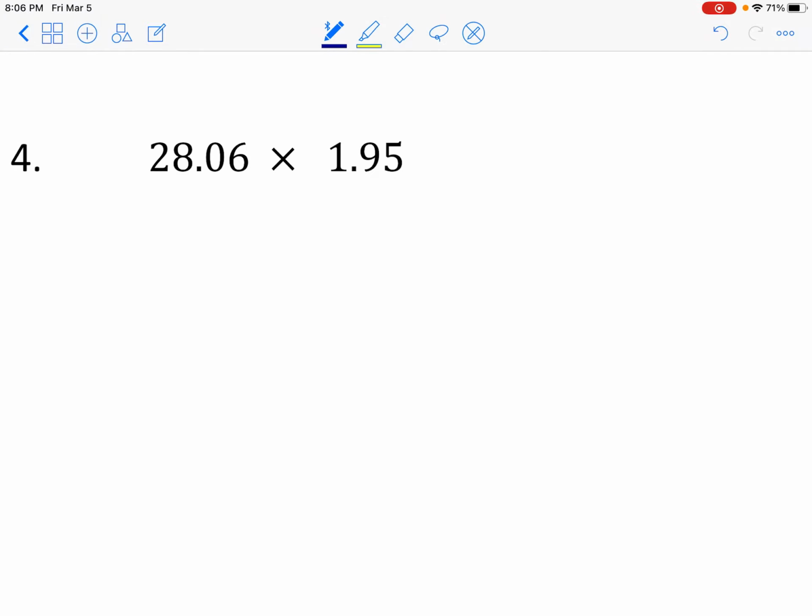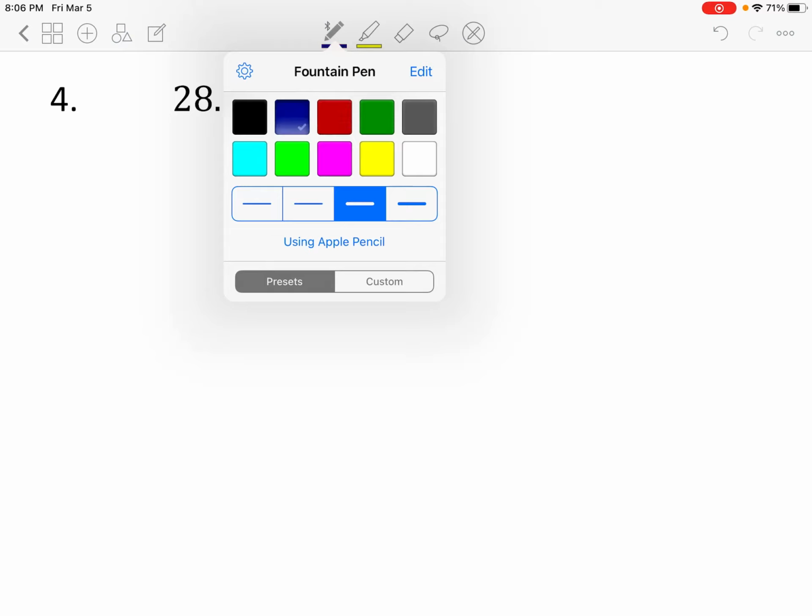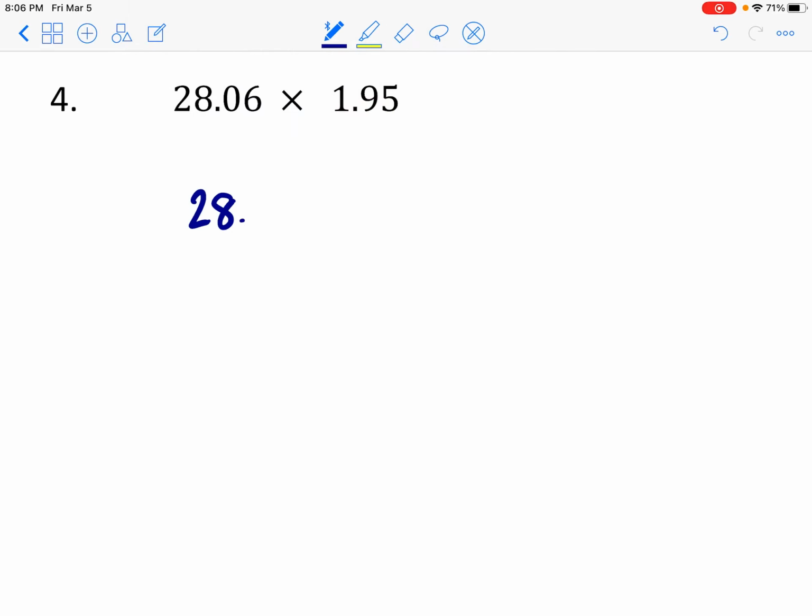All right, so here, this one I can estimate probably a little bit easier. We have about 28, and we're multiplying by something that's pretty close to 2. And 28 times 2 is 56, so we're going to be looking for something that's close to 56. Kind of nice when we can actually estimate. But this is going to be a larger amount of work to do here. So we have 28.06 and 1.95 to multiply.